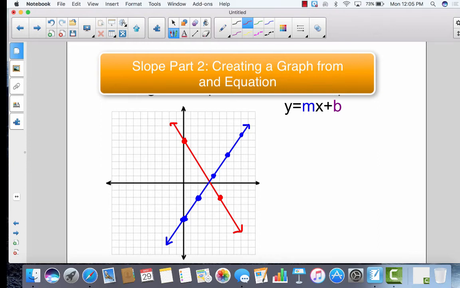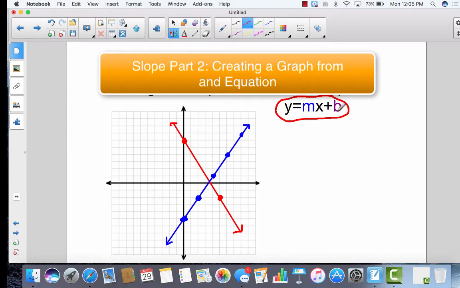In this video, we're going to take a look at how to take a graph and write an equation from that graph. So the equations that you write are going to be in the form y equals mx plus b. And in order to create this equation, you need to find two pieces of information from your graph.